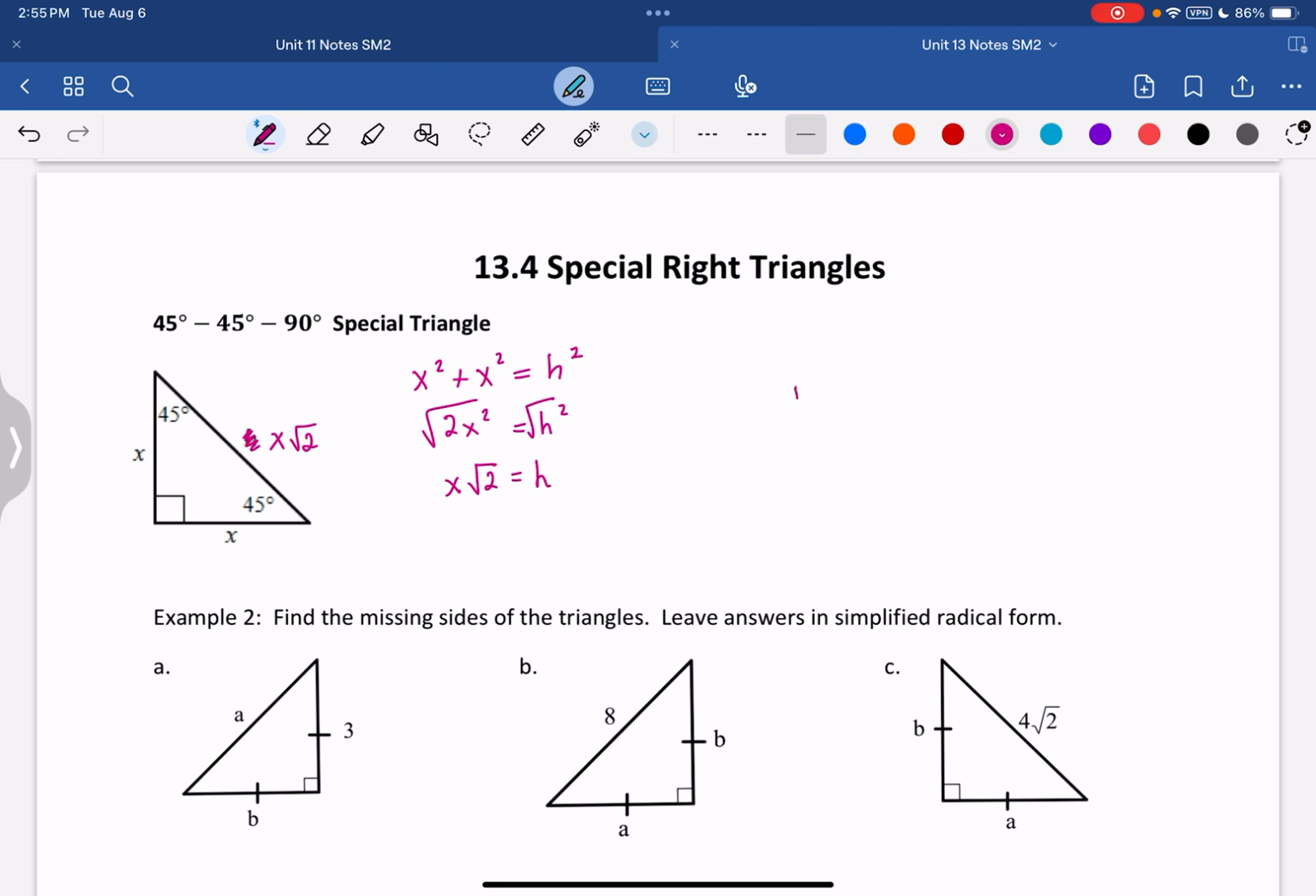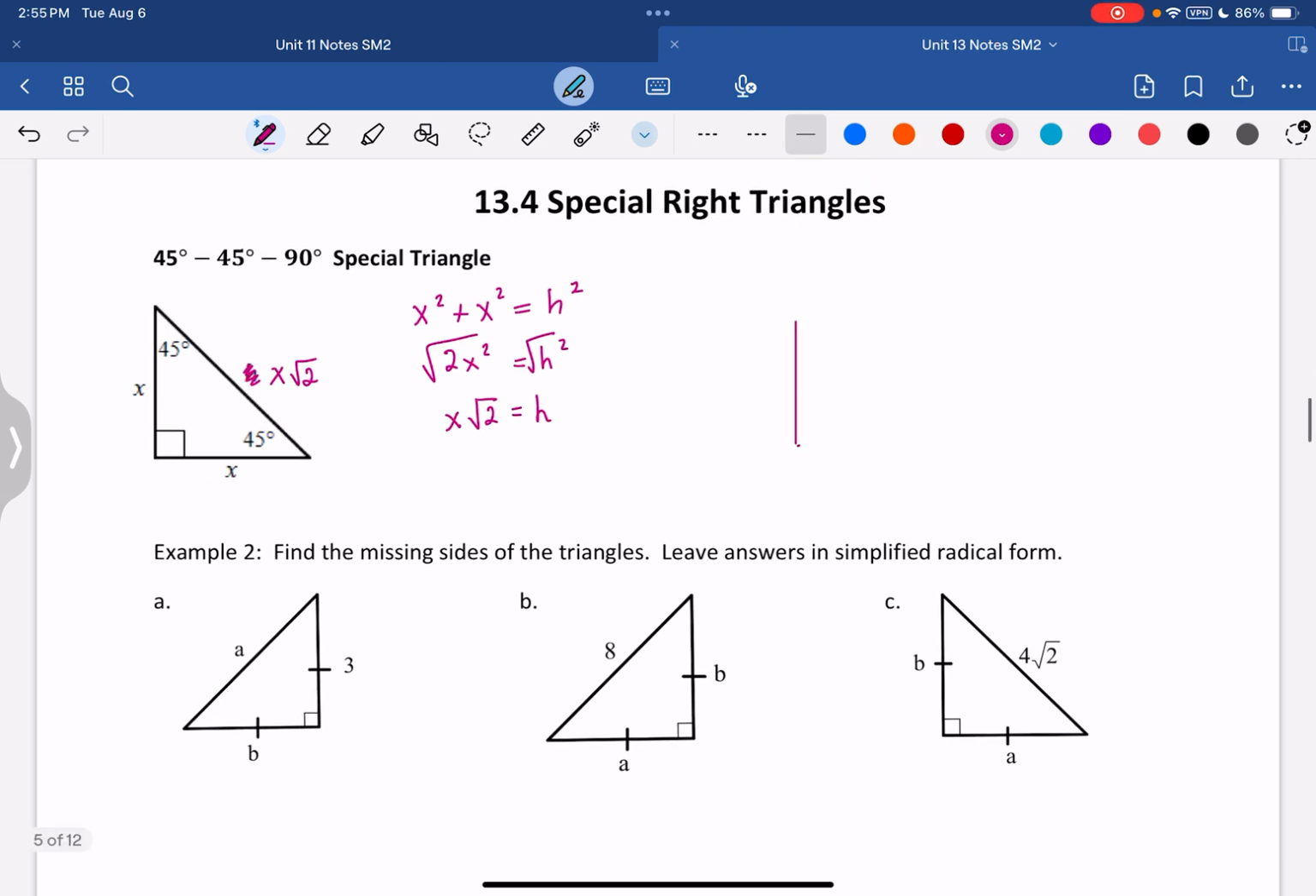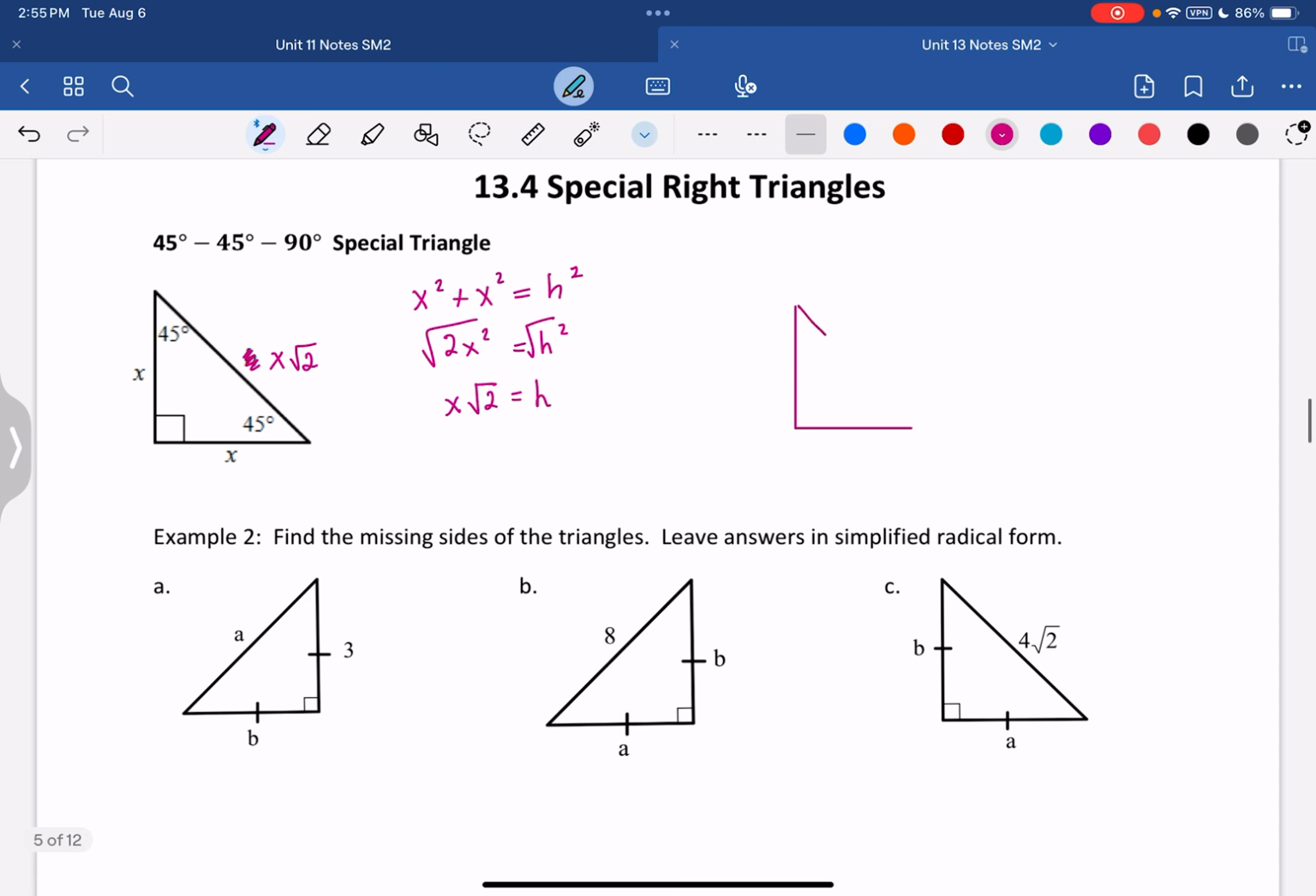Okay, now because we deal with x's and y's so often, sometimes I like to use a different letter. This isn't a super 45, 45, 90, but we'll pretend that those are equal. Okay, what if I say this is j, and this side is j, and this side is just j root 2. Okay, so these are your beautiful isosceles right triangles.